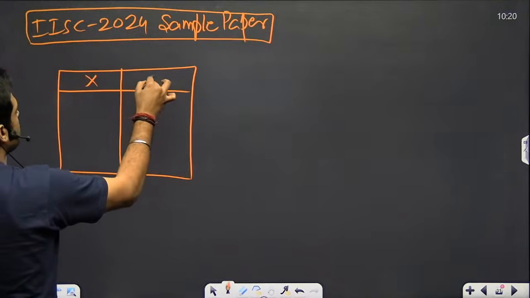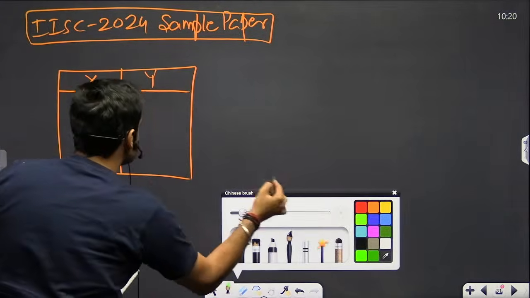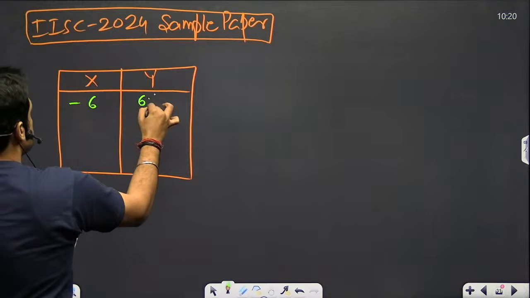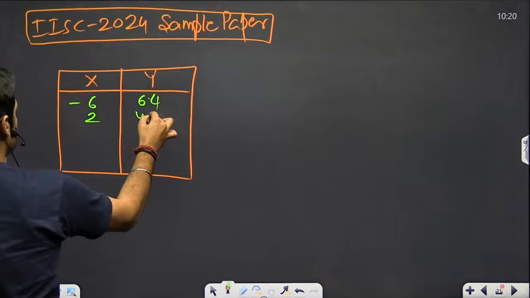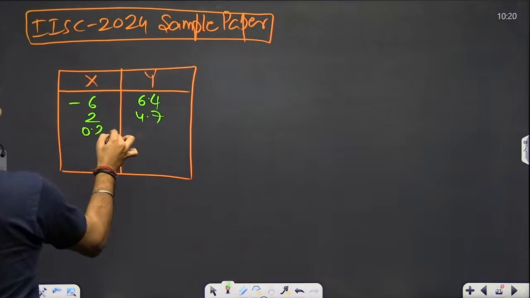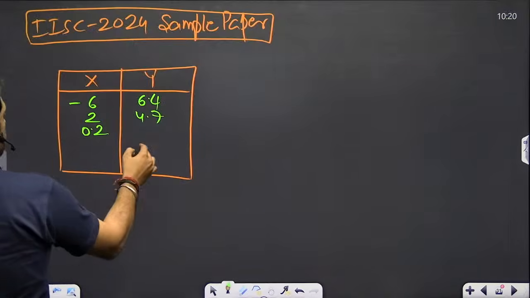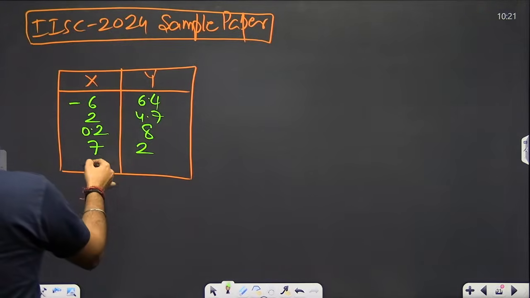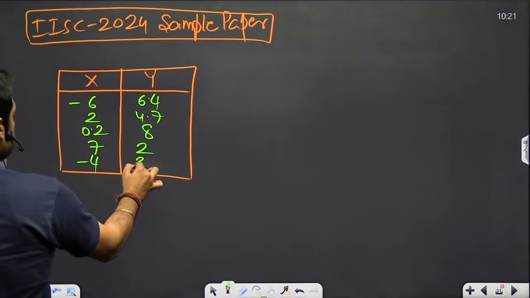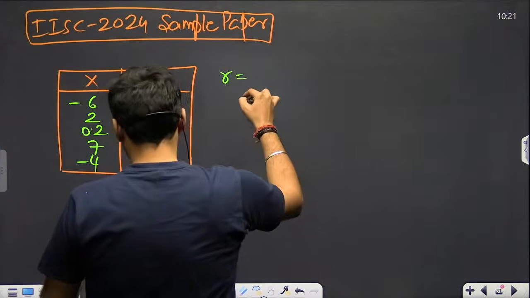The data set that you have is minus 6, 6.4; then 2, 4.7; then 0.2 and 8; then 7 and 2; and minus 4 and 3.4. And what is the formula for the Pearson correlation coefficient? Very simple.